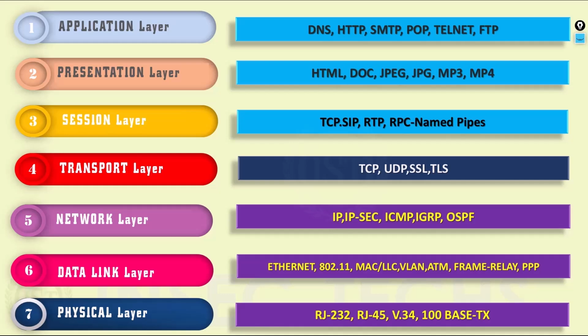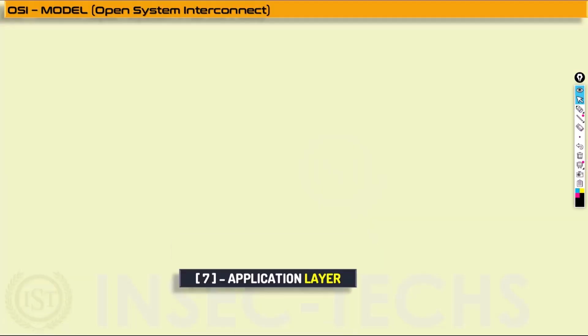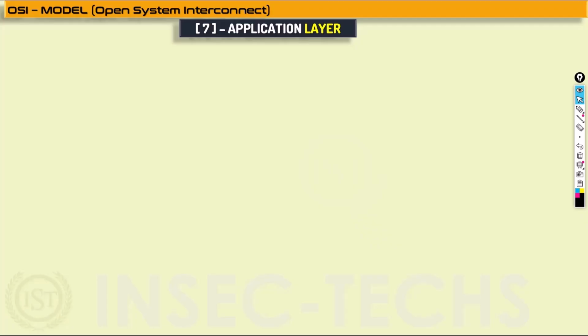And the layers below are hardware layers. In the network layer, you have IP, Internet Protocol, IPsec, Internet Protocol Security, ICMP, IGRP, OSPF, and in the data link layer, you have Ethernet, 802.11, MAC, LLC, WAN, ATM, frame relay, and so on. And finally, at the physical layer, you have RJ232, RJ45, V.34, and 100 base TX, and so on. So let us now learn about each of these layers individually. So let us start with the application layer.